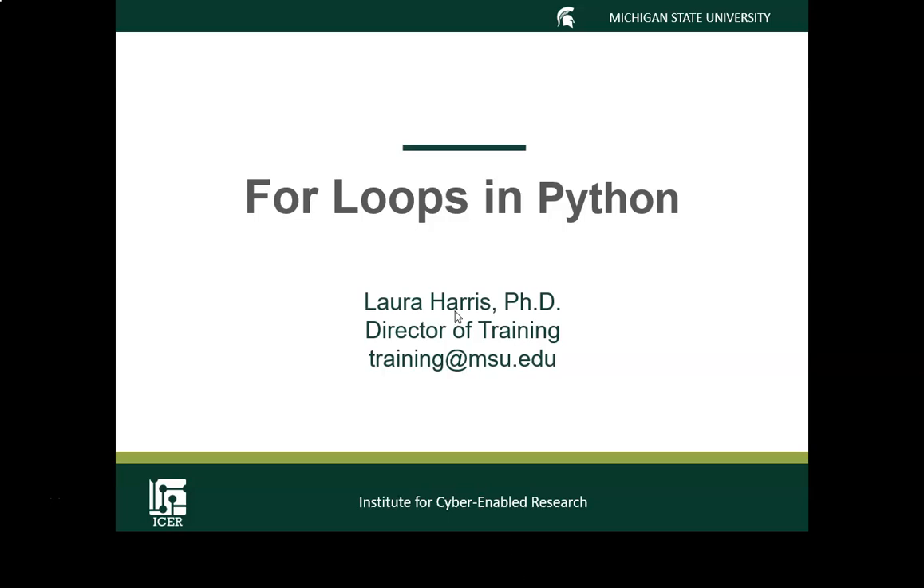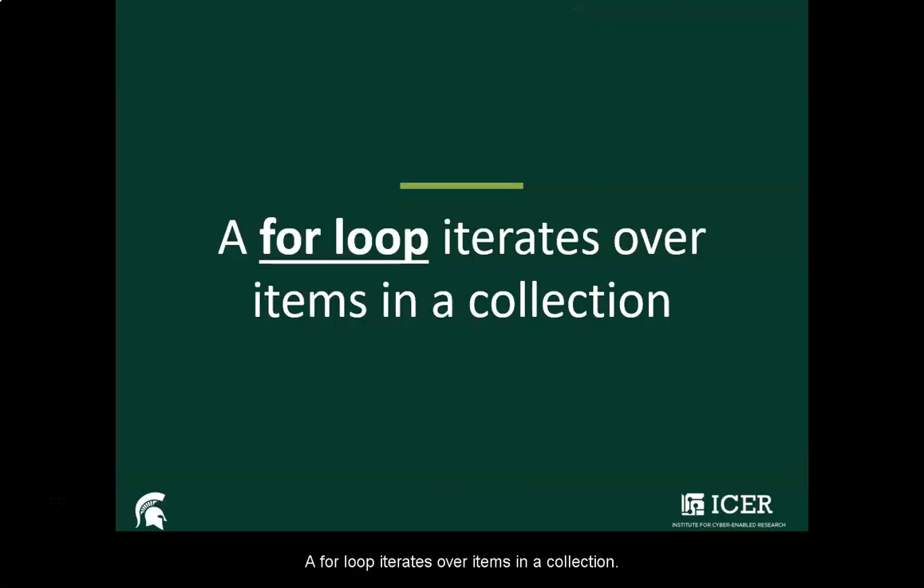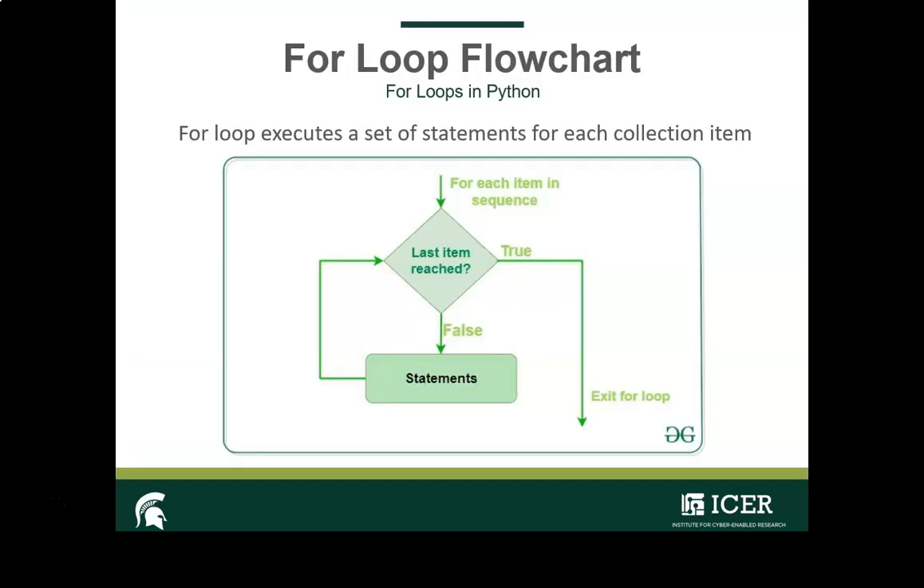Let's get started. A for loop iterates over items in a collection. Here is a visual representation of the flow of a for loop. You'll notice that the for loop executes a set of statements for each collection item.